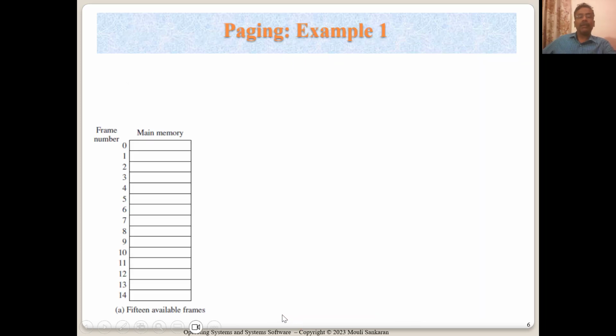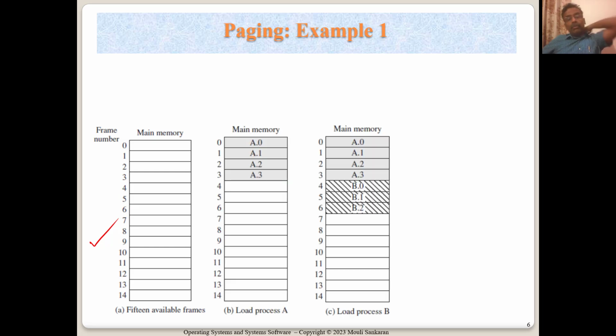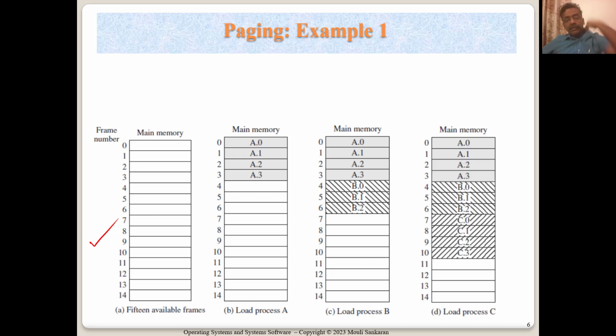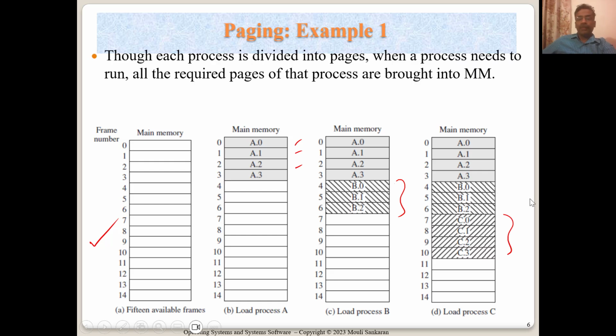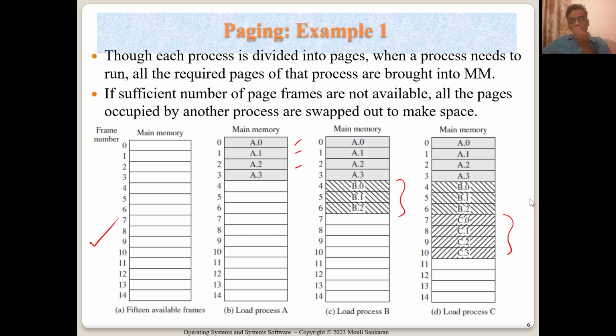Okay, so now let me take an example of main memory. We have 15 frames here. I told you that on the main memory, each page is called a frame. Now we are moving some processes in. This process is using 4 frames, and then this is using 3 of them, and another process needs 3. So this is how it has been moved. We are not showing the OS image here, we are only talking about the user area.